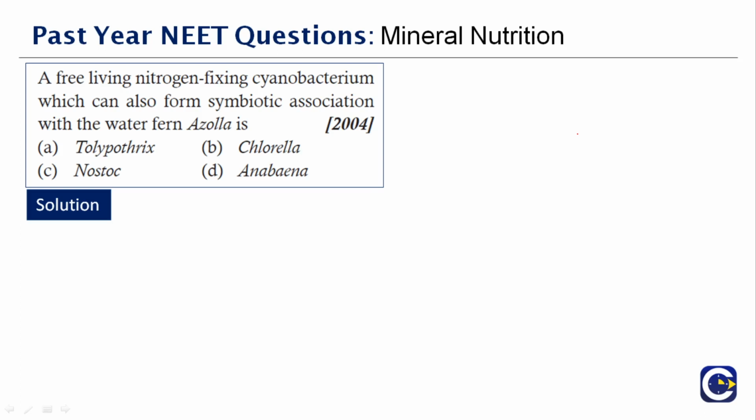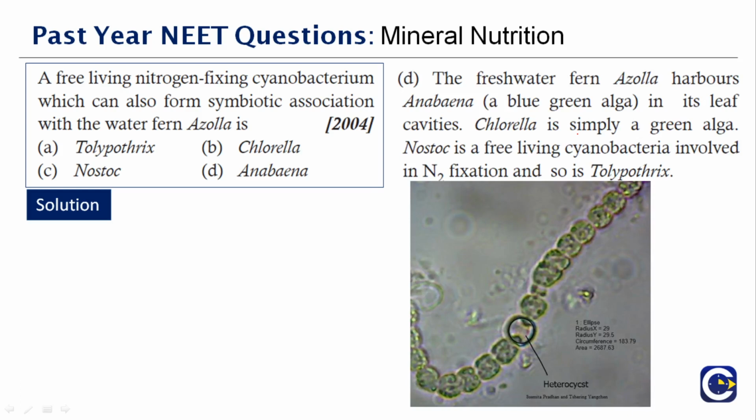Chlorella is simply a green algae, and Nostoc is a free-living cyanobacteria involved in nitrogen fixation, and so is Tolypothrix. Therefore, the right answer to this question is option D, Anabaena. To your right side, you have a clear image of Anabaena under the microscope. You also see a heterocyst under it. They've clearly marked it. Therefore, the right answer is option D.